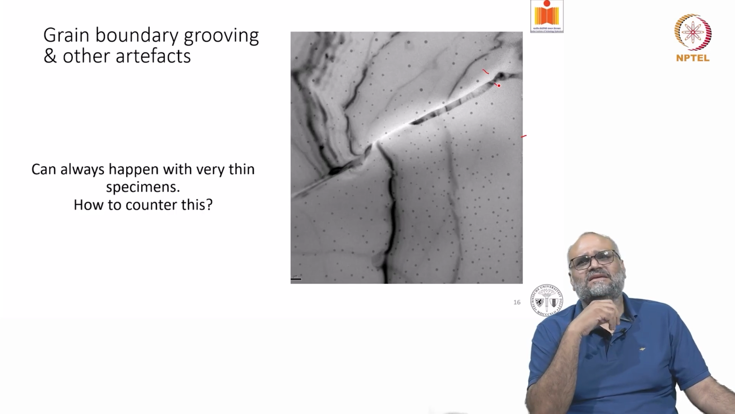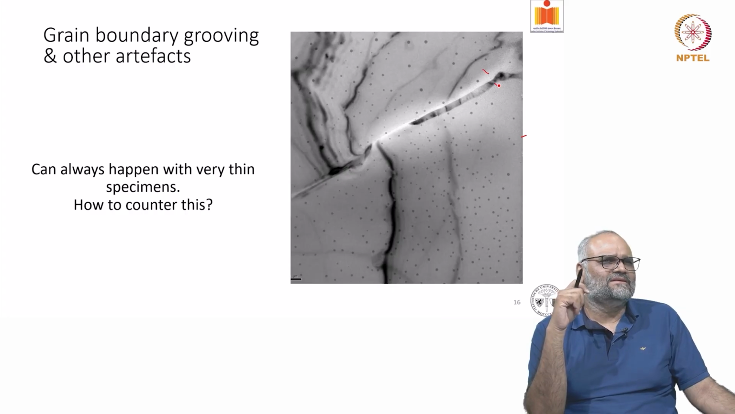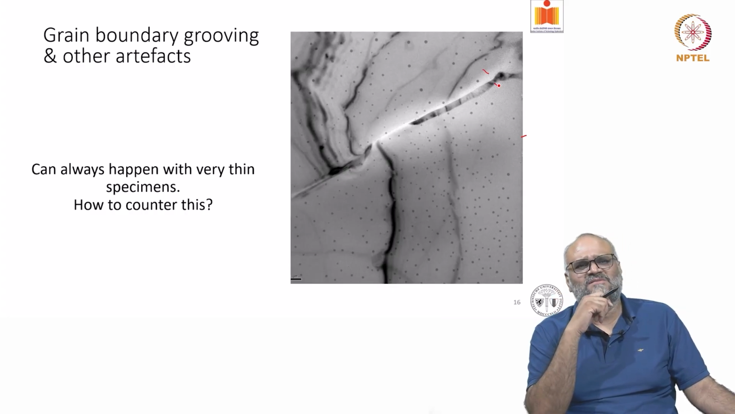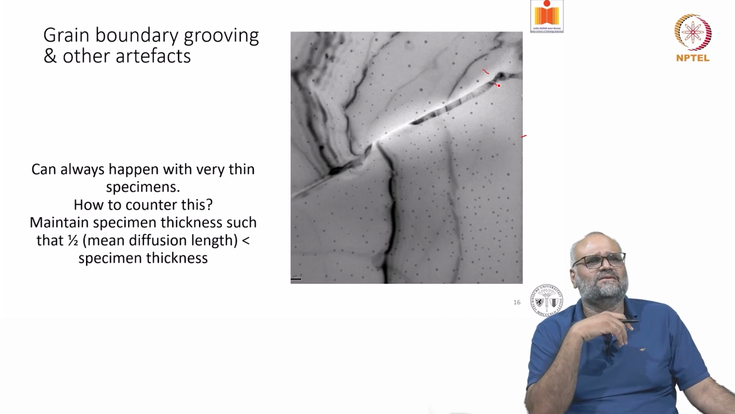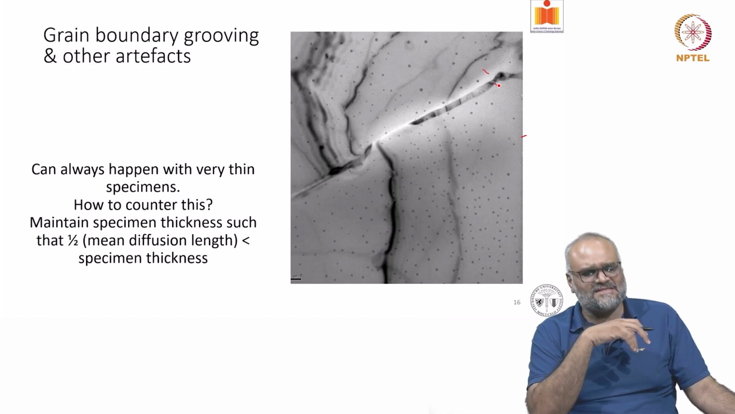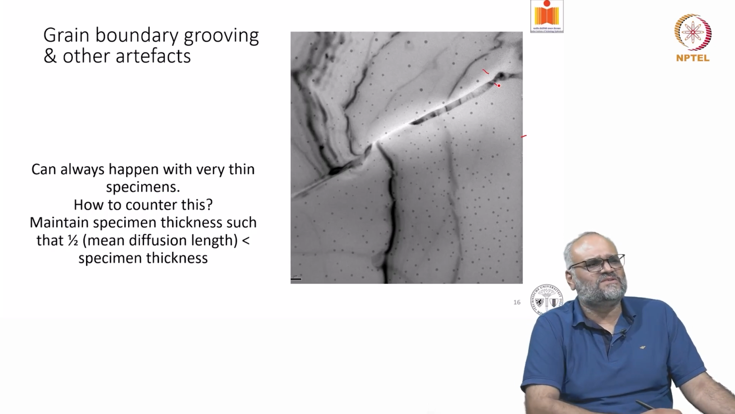This is called grain boundary grooving, and it is a commonly observed problem in very thin specimens, and this can always happen with very thin specimens. So how do you counter it? You maintain the specimen thickness such that half the mean diffusion length is less than the thickness of the specimen.